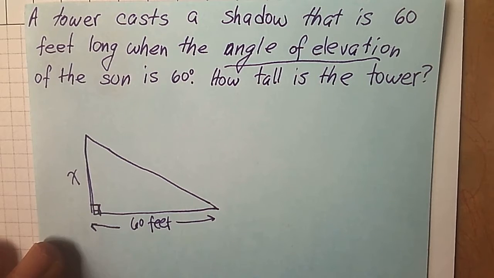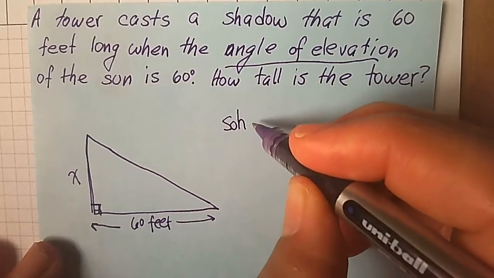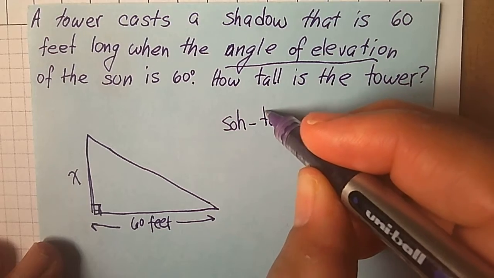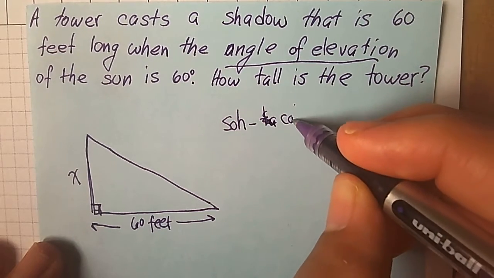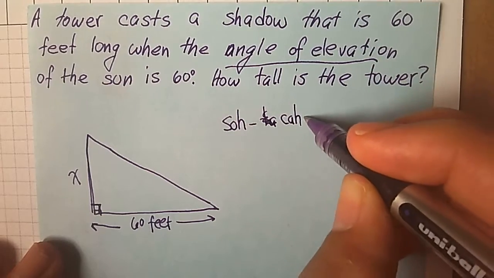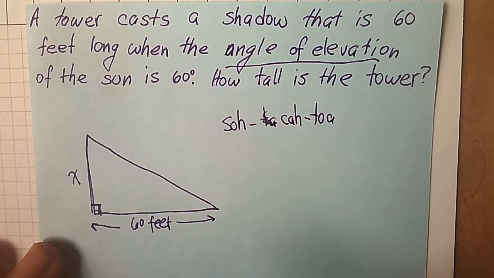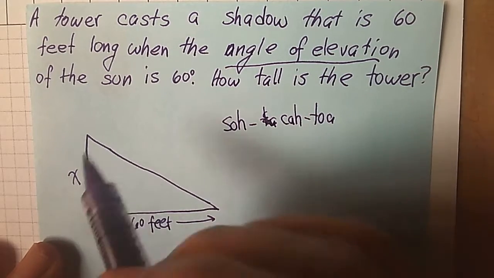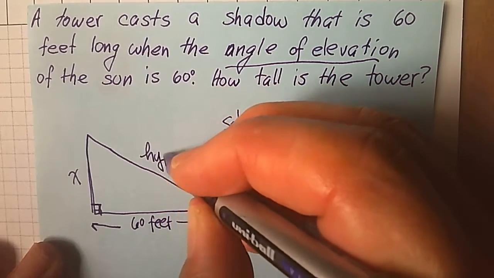Okay, so to do the problem, first I need to use SOHCAHTOA to help me decide which of these I am going to be using: sine, cosine, or tangent. Now label the triangle. Remember the side that is opposite to the right angle is known as the hypotenuse. So this side is the hypotenuse.